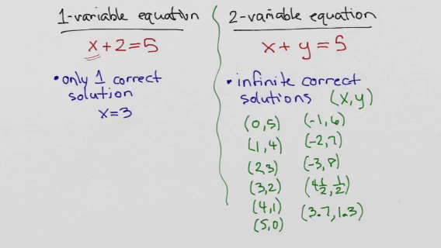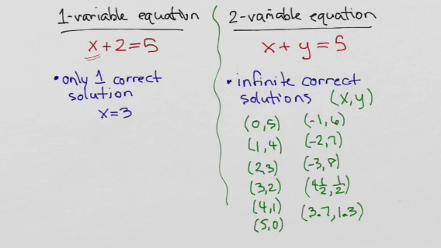But now that we're switching to two variable equations, x plus y equals 5, where all I did was change the 2 to a y, that gives us two missing numbers. Now when that happens, we get infinite correct solutions. And we always list our solutions as an ordered pair, the x first and the y second, which is alphabetical. So if you ever get confused, it's always ABC order.